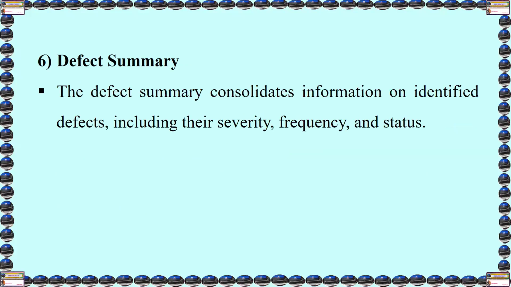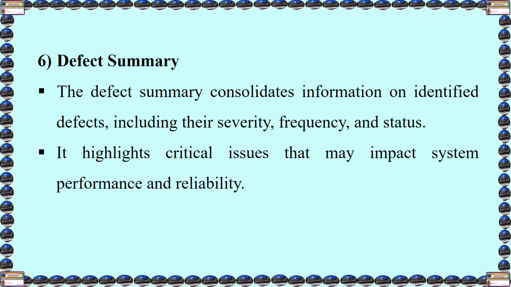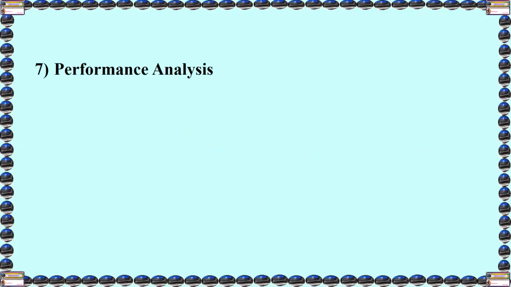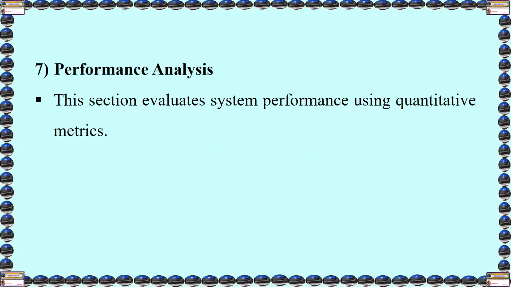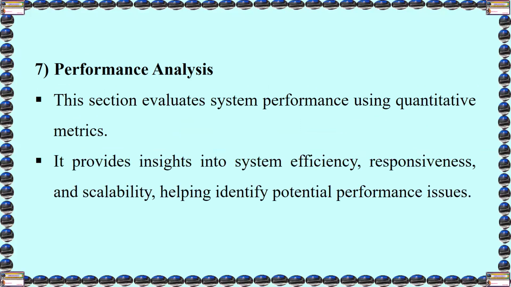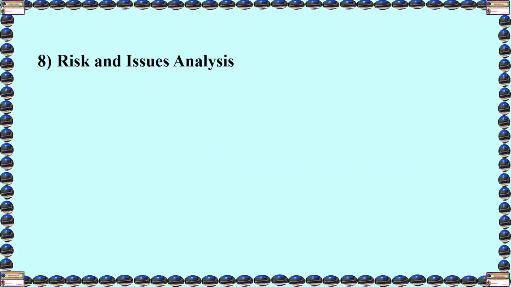Number 6 is defect summary. The defect summary consolidates information on identified defects, including their severity, frequency, and status. It highlights critical issues that may impact system performance and reliability. Number 7 is performance analysis. This section evaluates system performance using quantitative metrics. It provides insights into system efficiency, responsiveness, and scalability, helping identify potential performance issues.